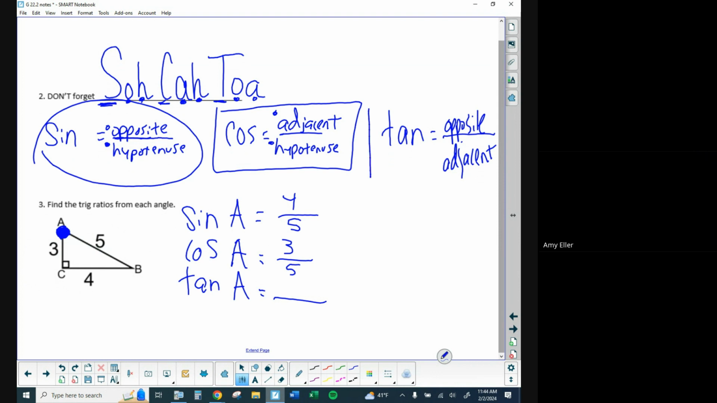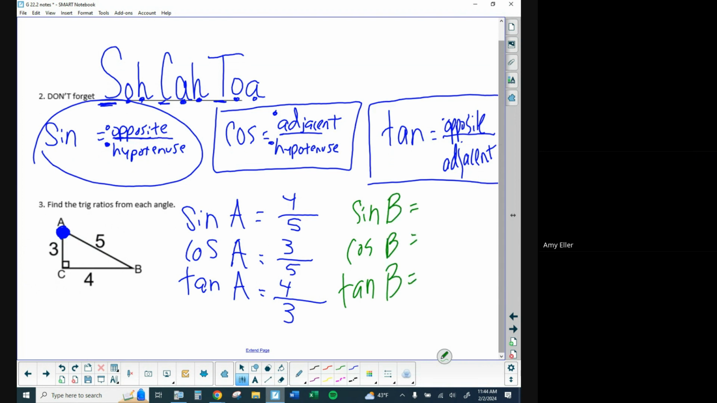Now we're going to do the tangent ratio. We need first opposite. Which side is opposite of where we're at? 4. What side are we calling adjacent? 3. Pretty easy, right? If you can remember SOHCAHTOA, then all those numbers just fall right into place. Now we're going to do sine, cosine, and tan from angle B. We are not going to do angle C. There's a very important reason why we're not.